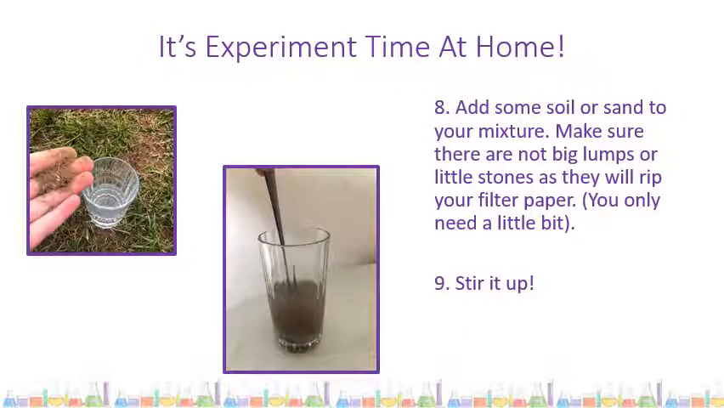Next, what you're going to do is add some soil or sand. I would usually add sand in the lab, but since I'm not in the lab, I went outside and got my hands dirty and got some soil. I just added in a small bit, making sure there were no big lumps and no stones or little pebbles in it, because they could rip the filter paper, and I stirred that up as well.